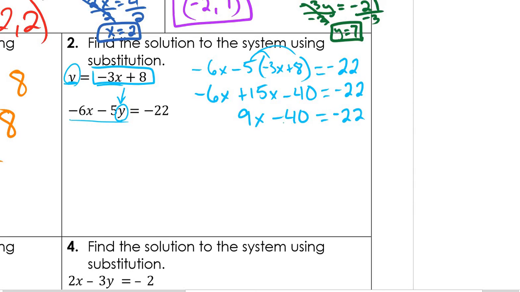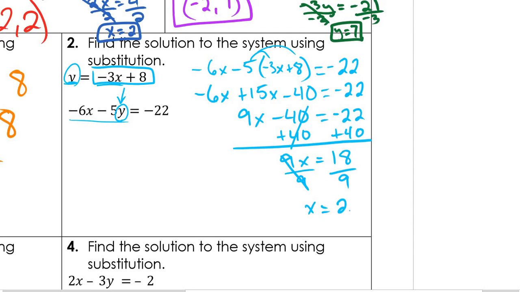To get rid of this minus 40, we add. We do the opposite to both sides. We're trying to get the x on its own. These 40s cancel. We're left with 9x equals a negative 22 plus 40, which gives us positive 18. To get rid of this 9, which is currently multiplying times the x, we're going to divide by 9. We're left with x equals 2.